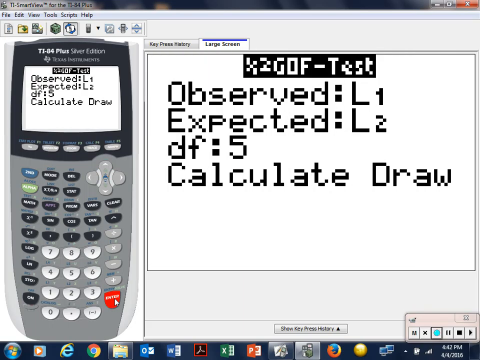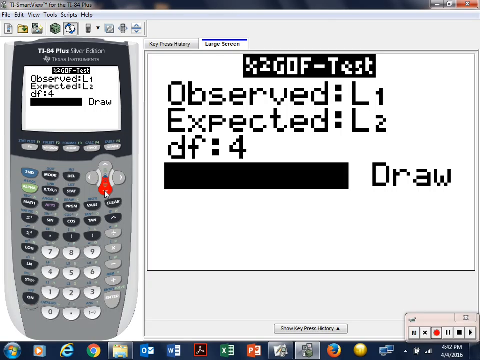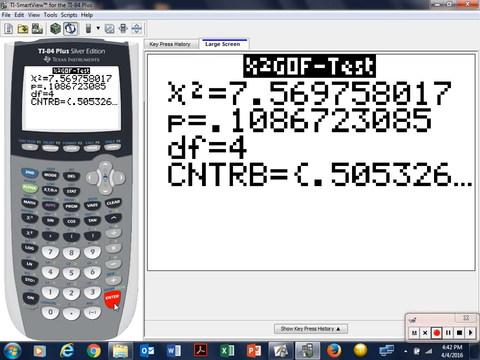Now notice how, again, I put the observed in list 1. I put the expected in list 2. I tell it the degrees of freedom, which is not 5. It's 4. And then calculate. So, boom, it spit it out. That is exactly what we got.